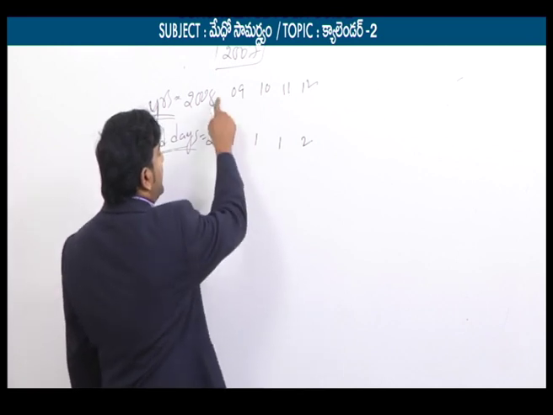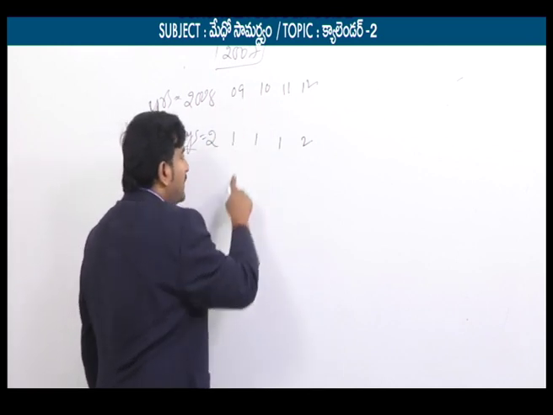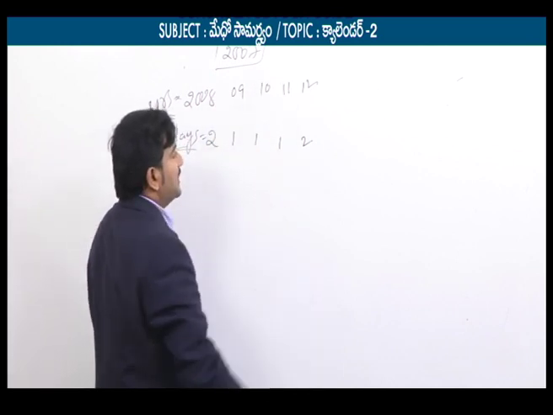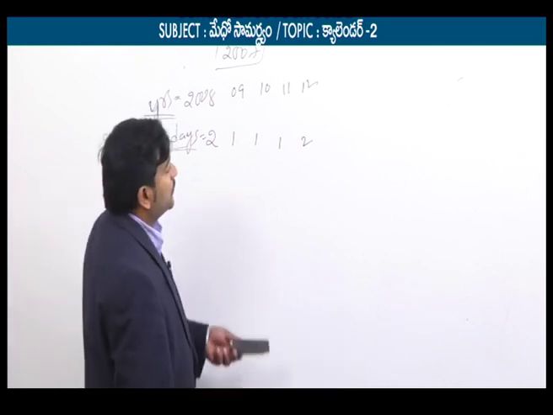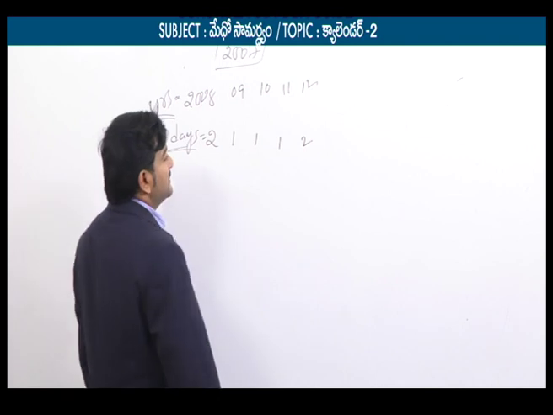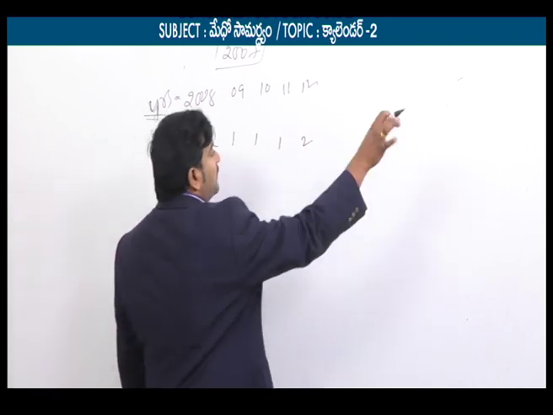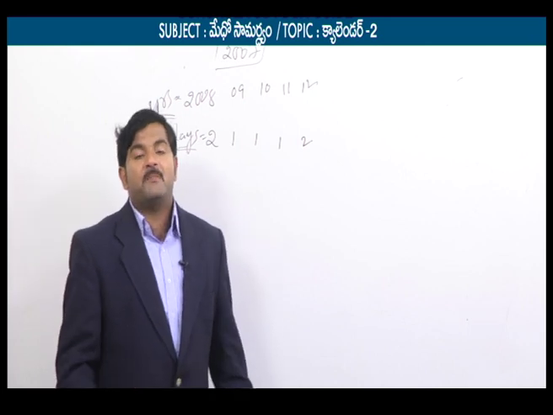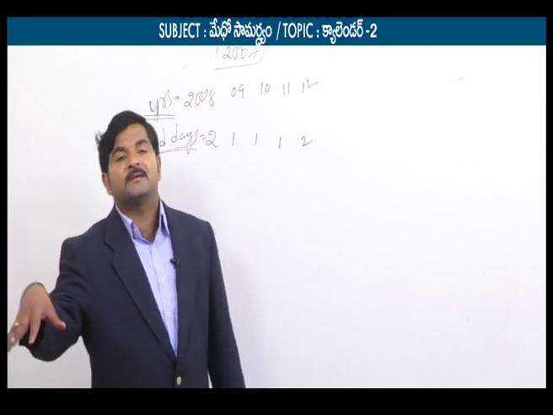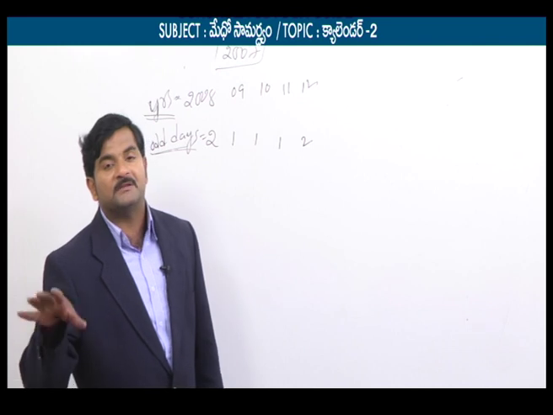So now 2008 leap year, 2 odd days. 2009 ordinary year, 1 odd day. 2010 is also an ordinary year, 1 odd day. 2011 is an ordinary year, 1 odd day. 2012 is again a leap year, 2 odd days. See how long we need to write like this: until the sum of the odd days must be a multiple of 7.